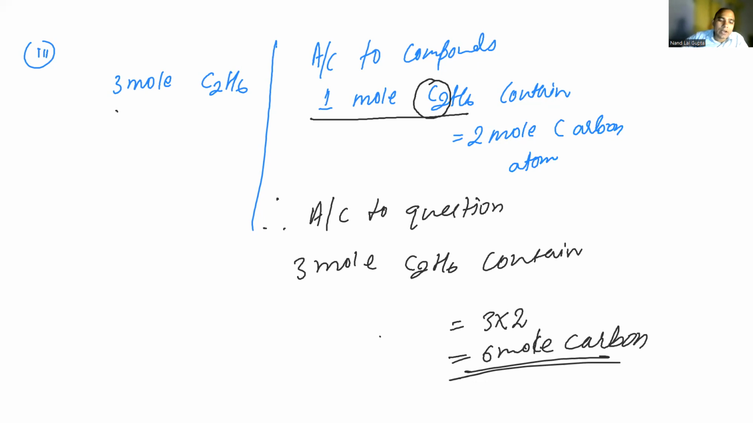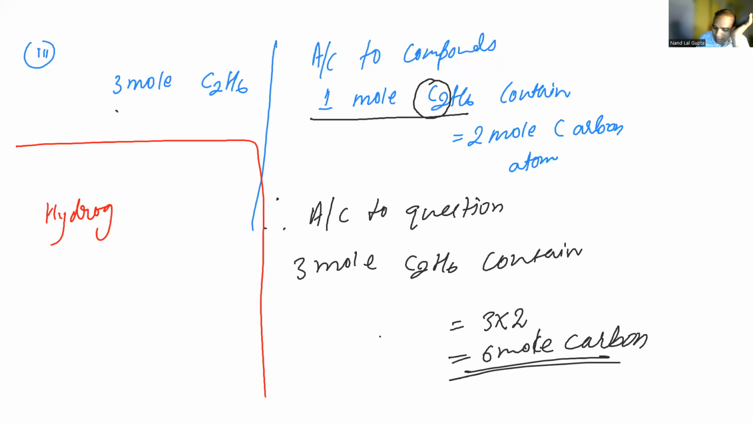Now the next one they are saying, number of moles of hydrogen atom. Can you tell me the number of moles of hydrogen? The same way? 18. Thank you. Hydrogen atom will be how many? 18 mole. Okay.